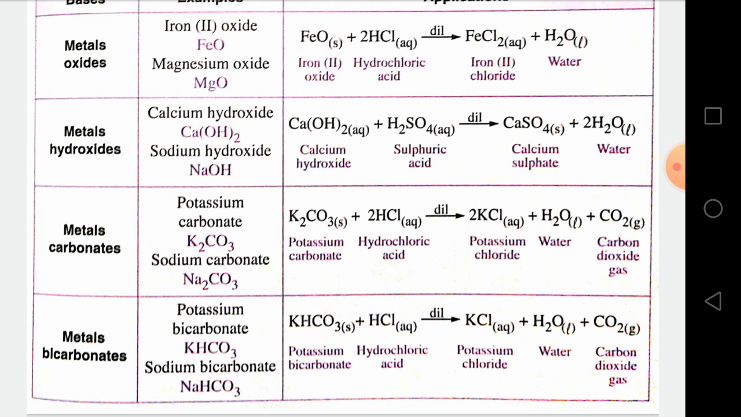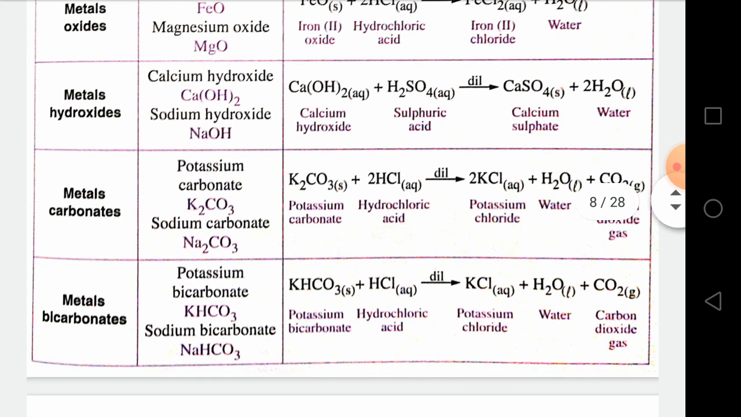In the case of metal carbonates and metal bicarbonates, these are bases. When they react with acids, for example, hydrochloric acid, they for sure produce water, salts plus carbon dioxide, because carbon dioxide is the main product which is produced from the reaction of an acid with carbonate or bicarbonate as bases.